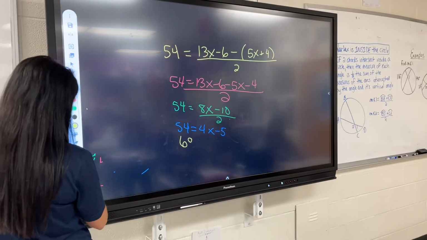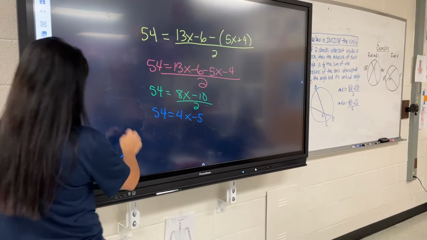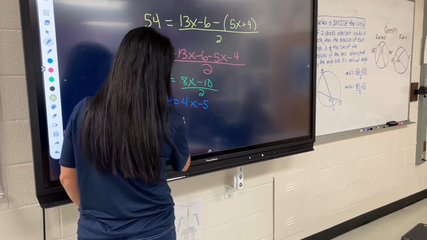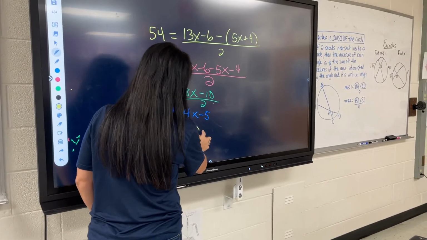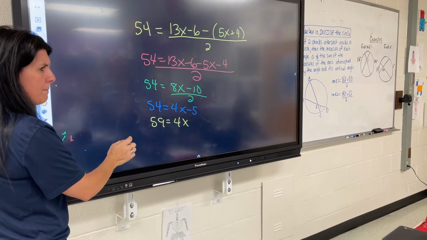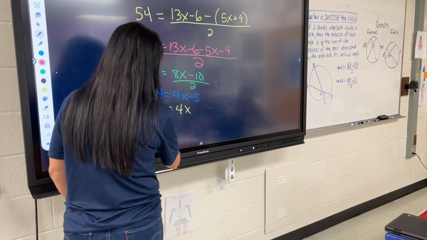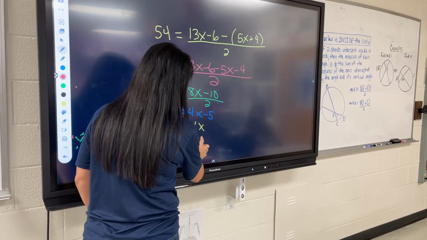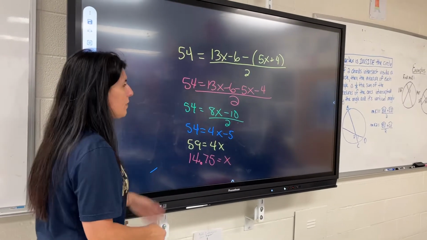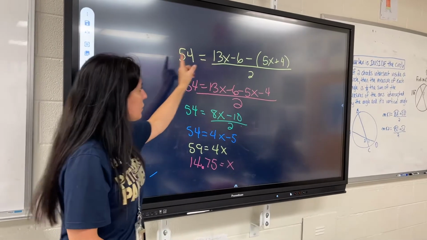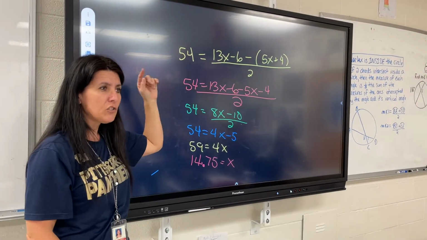59. What am I doing? So 59 divided by 4, what's that give me? 14.75. So this is the kind of problem that it's important that you're able to set up your equation and not just try to do it in your head.